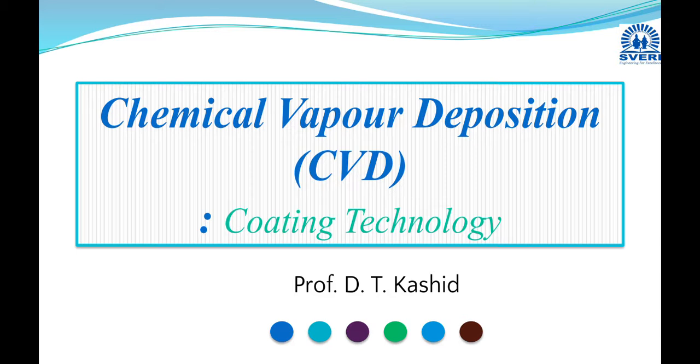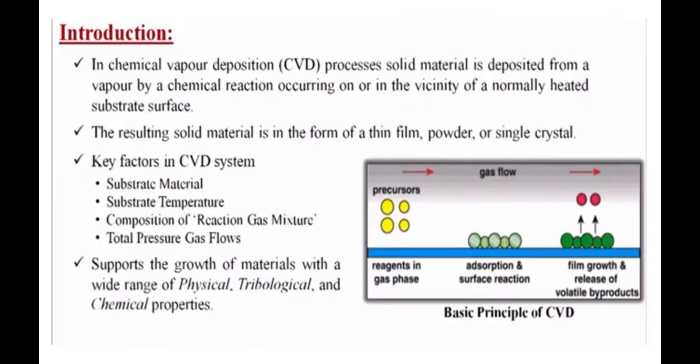Here first we have to know what chemical vapor deposition means. In the chemical vapor deposition process, solid material is deposited from a vapor by a chemical reaction occurring on or in the vicinity of the normally heated substrate.